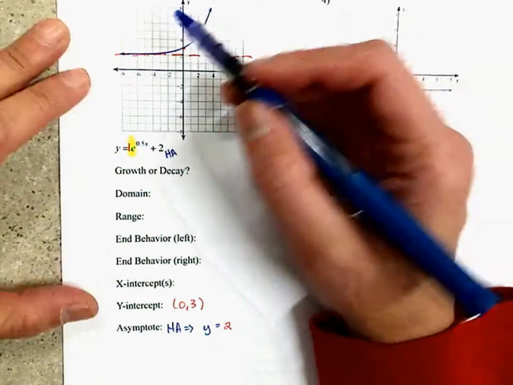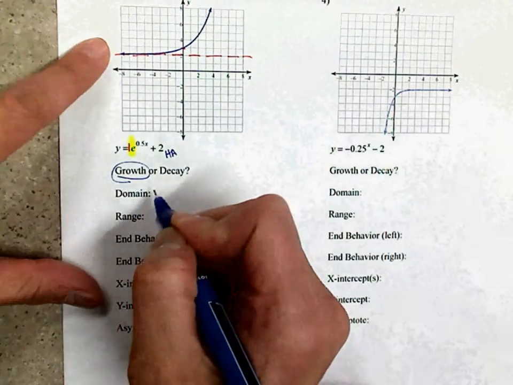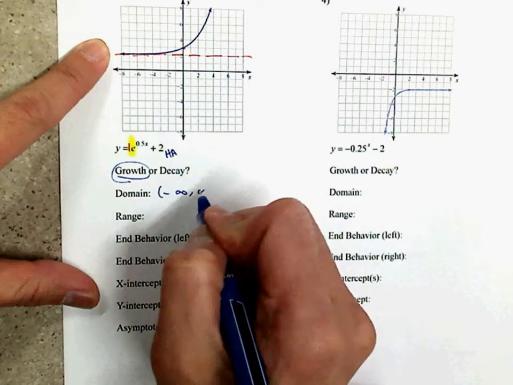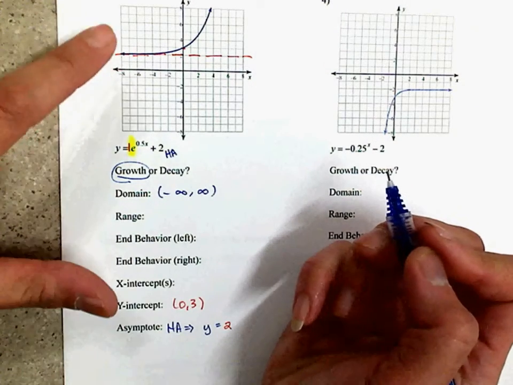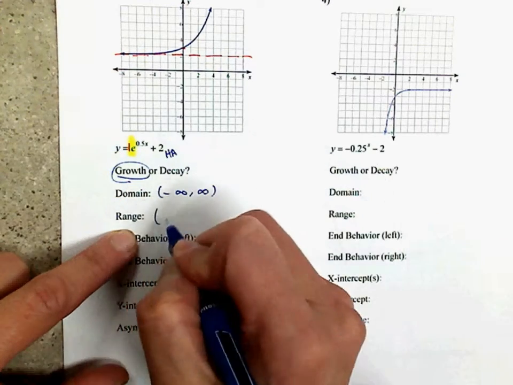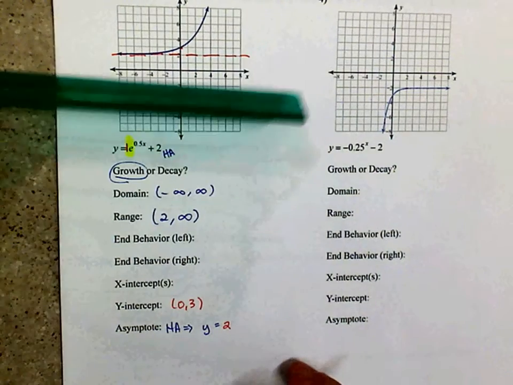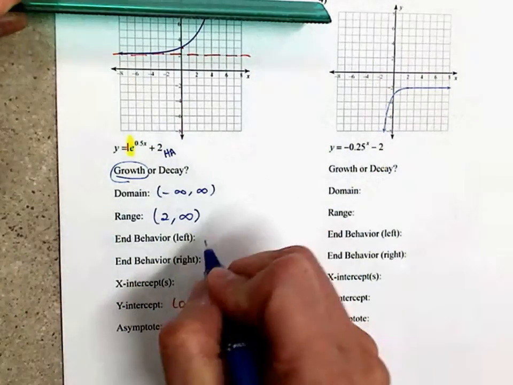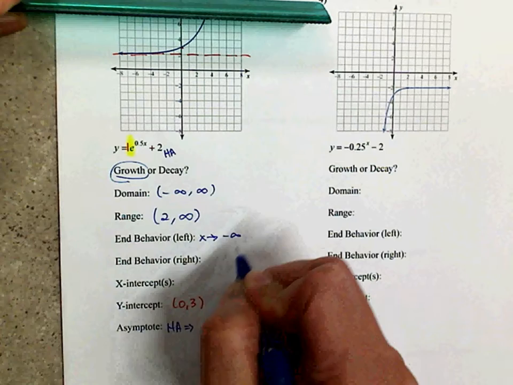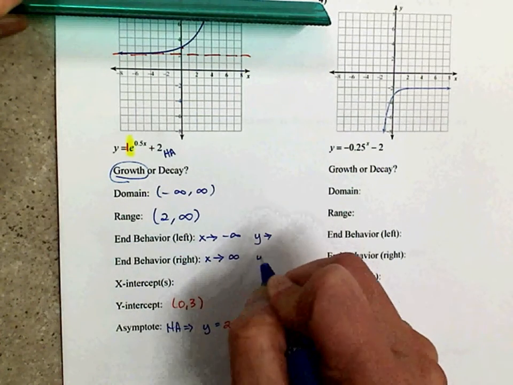Okay. All right. Growth or decay. It's going up. Domain, far left to far right. You're looking at the graph. Don't let that e mess you up. Range goes from 2 to positive infinity. In the end behaviors, on the left is always going toward negative. On the right is going toward the positive.